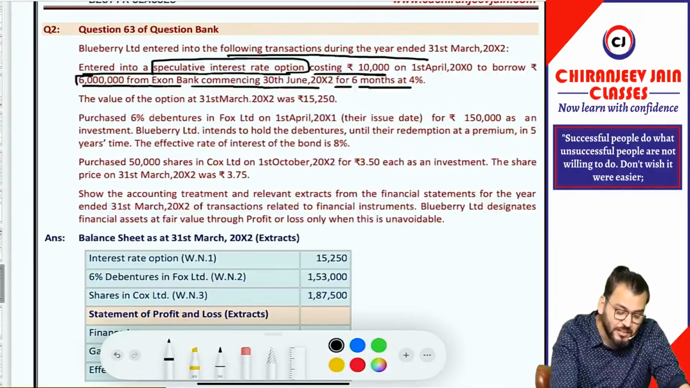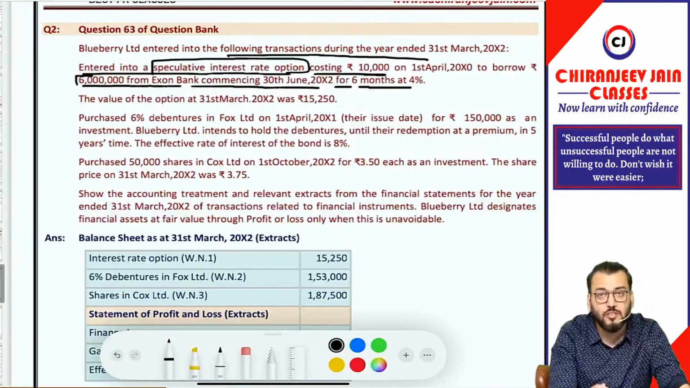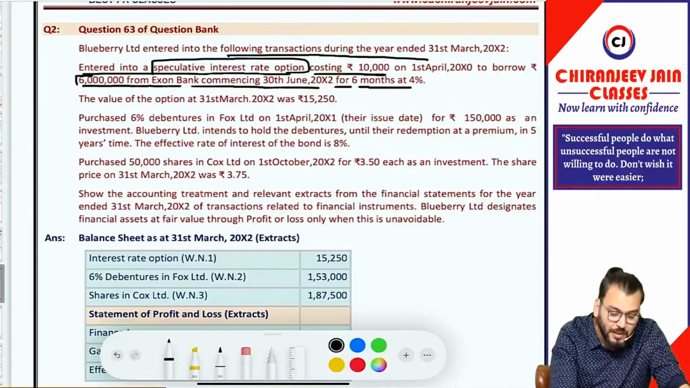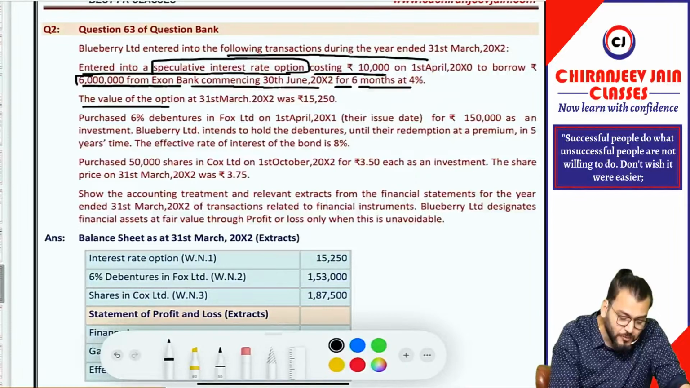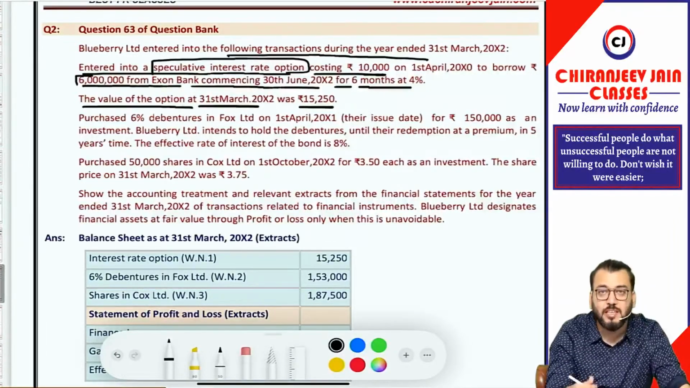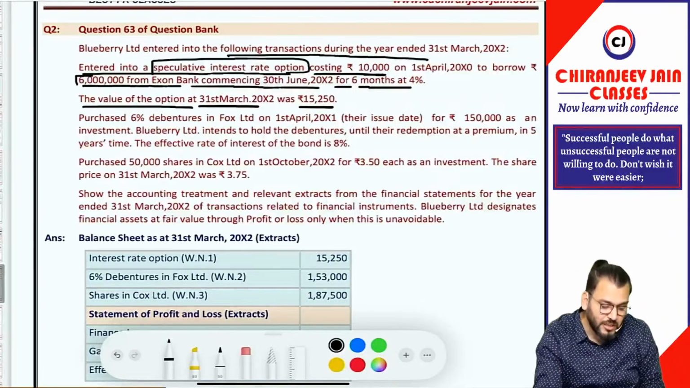Understood? So initially when you enter into the interest rate swap, you need to pay 10,000. So you need to recognize a derivative financial asset at fair value, that is 10,000. Understood? The value of the option on 31st March 2002 becomes 15,250. It means there is a gain of 5,250 because the fair value increases to 15,250. The gain of 5,250 will be transferred to P&L.